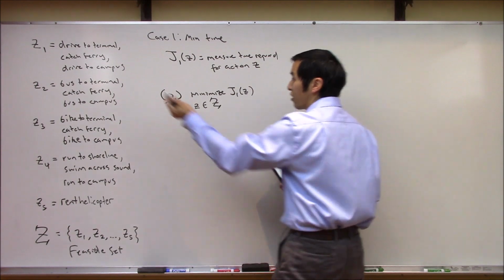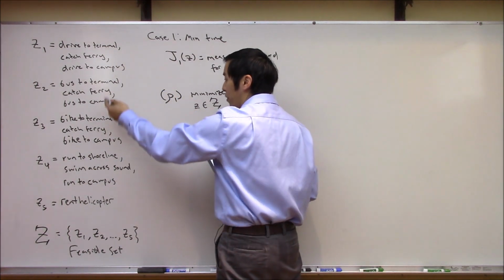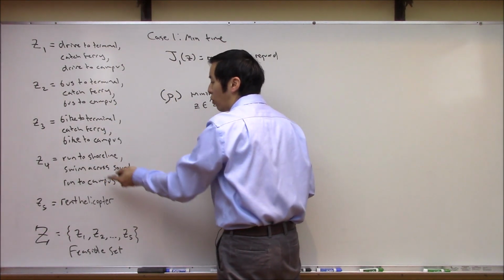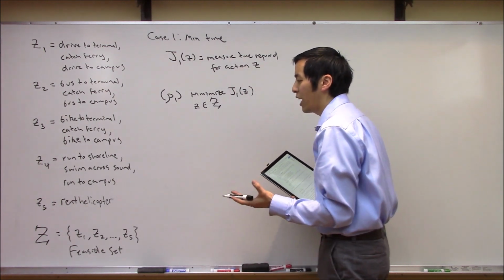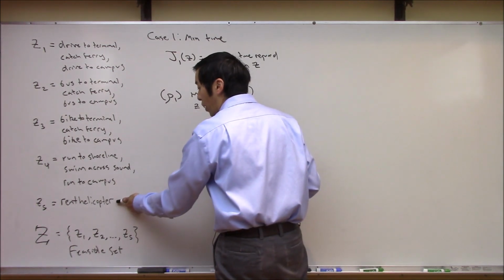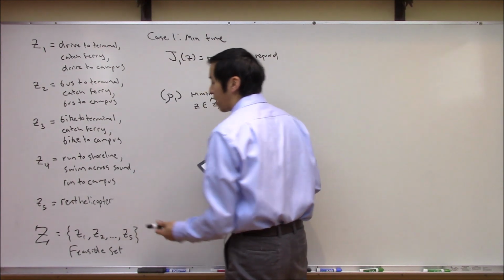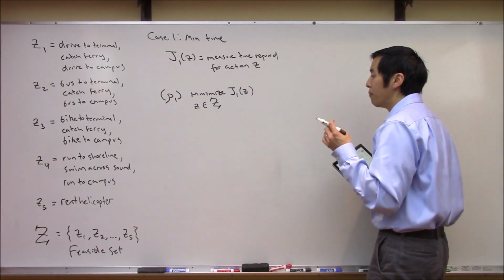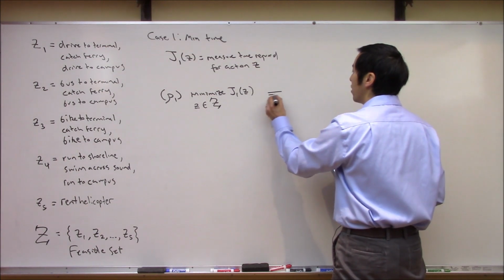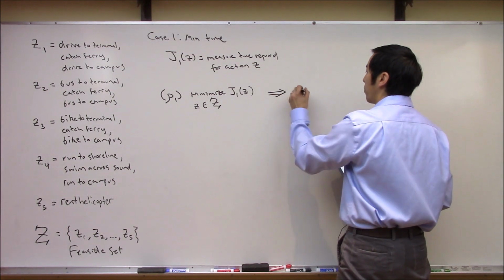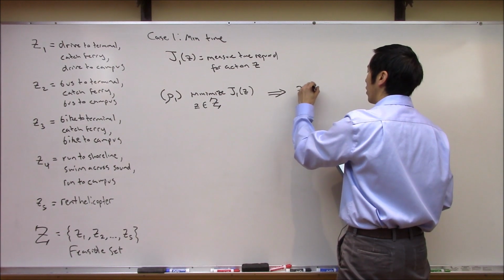If you look at this, we can iteratively, by brute force, just go through every single one of these and evaluate how long they each take. And the winner is going to be Z5. You can pretty much see right off the bat that this is going to get me from my house to campus in the minimal amount of time. So in this scenario, Z5 is optimal.